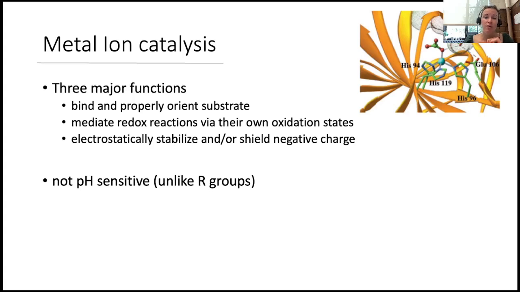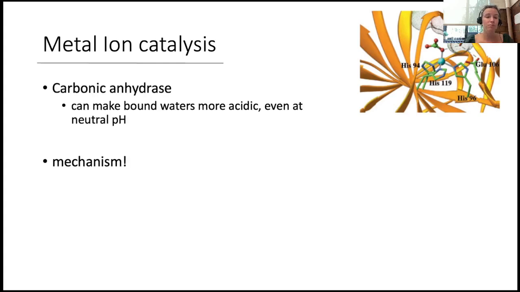Something to keep in mind as well, folks: metal ions are not pH sensitive. Last time we were together, we talked about how these R groups are going to be the best at doing acid-base catalysis when pH is near pKa. Metal ions don't have a pKa, so that is not true for them. Finally, folks, we are going to see how a metal ion can make a water molecule more acidic, or more likely to give up its proton, even when the reaction is happening at a physiological pH of 7.4, which is more or less neutral.